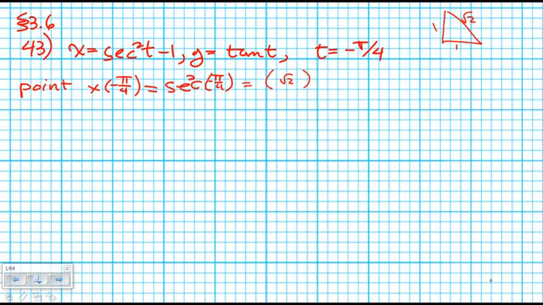I need to know whether secant is positive or negative at -π/4. All students take calculus. -π/4 is in the fourth quadrant, where cosine is positive, so secant is positive. But it probably doesn't matter anyway because I'm going to square it. So, secant squared at -π/4 is going to be 2. So my x value of my point is 2.